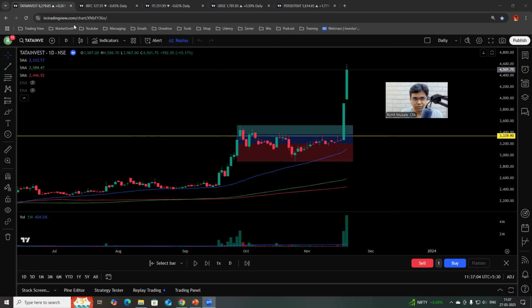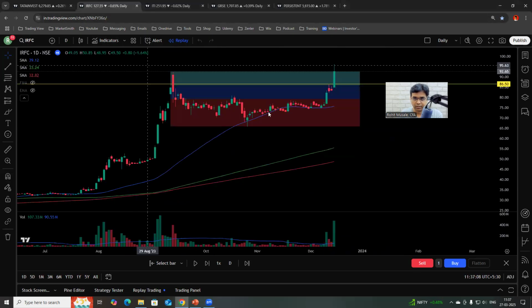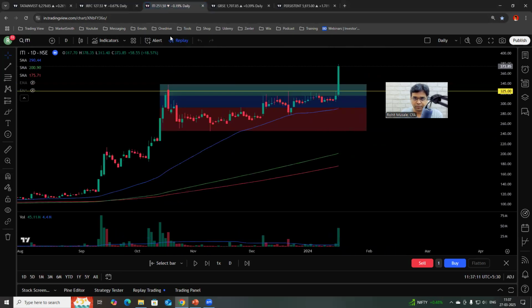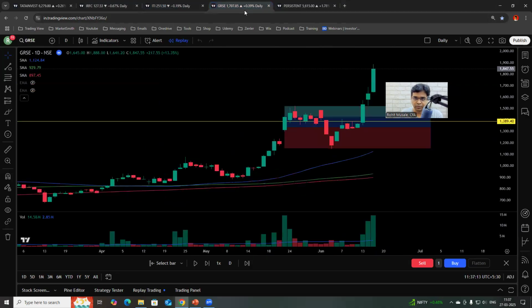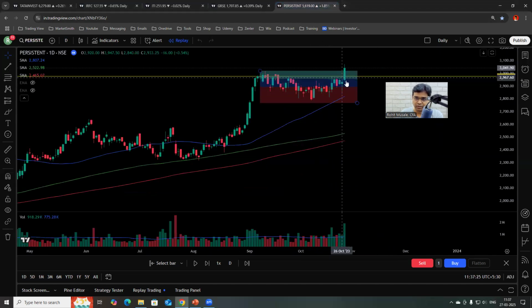So there are 5 charts here. So this is Tata Investment. Look at this breakout. Then the IRFC breakout, the ITI breakout, the Garden Reach Shipping breakout. Of course, all of these are old chart examples. As per the regulations, I have to show you only the old charts. So you see, I have taken old chart examples. All of these are examples of breakouts.